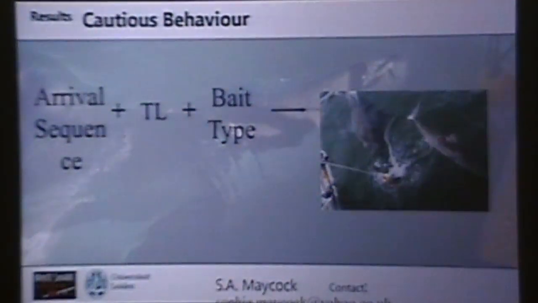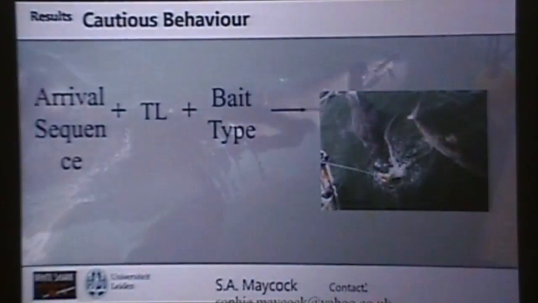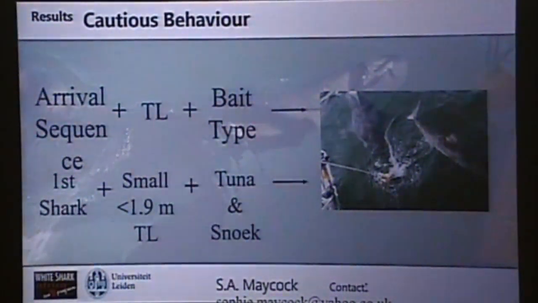But when we look at these behaviours and the GLM modelling, we found very interesting results about which variables were significant. So the model for cautious behaviour was simplified to only include the arrival sequence, the total length of the shark, and the bait type that we were using. Sorry about the formatting here, but what this actually means is that if this animal was the first, second, or third shark to arrive at the boat that day, it was generally more cautious. Also, smaller sharks were more cautious compared to larger sharks, and this was around 1.9 meters we found that they were cautious. And also, when we were using tuna and snook as a bait mix, they were generally more cautious.